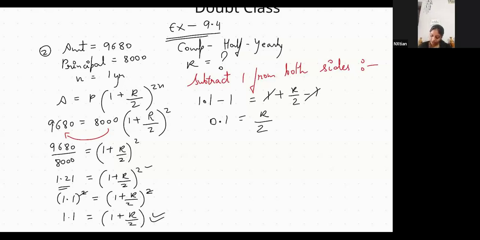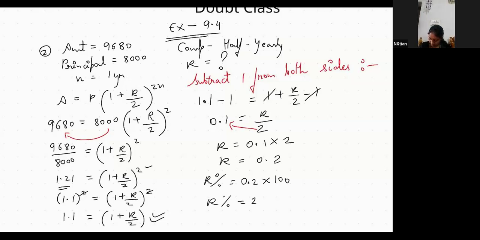Now I can cross multiply 0.1 and 2. So I can write r equals 0.1 into 2. R is 0.2. Now R is in percent. This 100 that we removed at the start, we are going to multiply it here at the end. So rate percent equals 0.2 into 100, equals 20%. Hope you guys have got this question now.